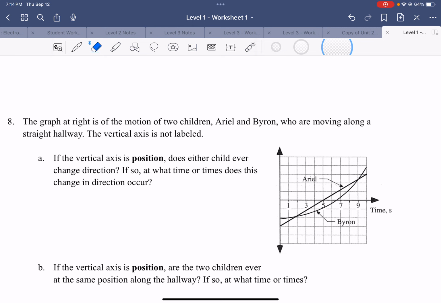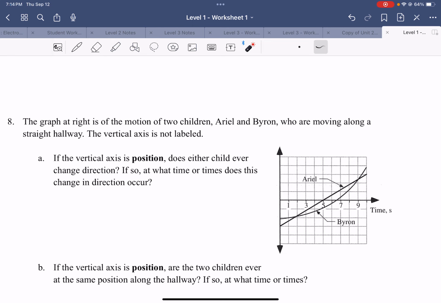All right, so the first question is: if the vertical axis is position, does either child ever change direction? If the vertical axis is position, then the vertical coordinate gives the current position of the child along the hallway. You can imagine there's a big number line in the hallway, there's a 0 somewhere in the middle, and then negative numbers in one direction, positive numbers in the other direction.